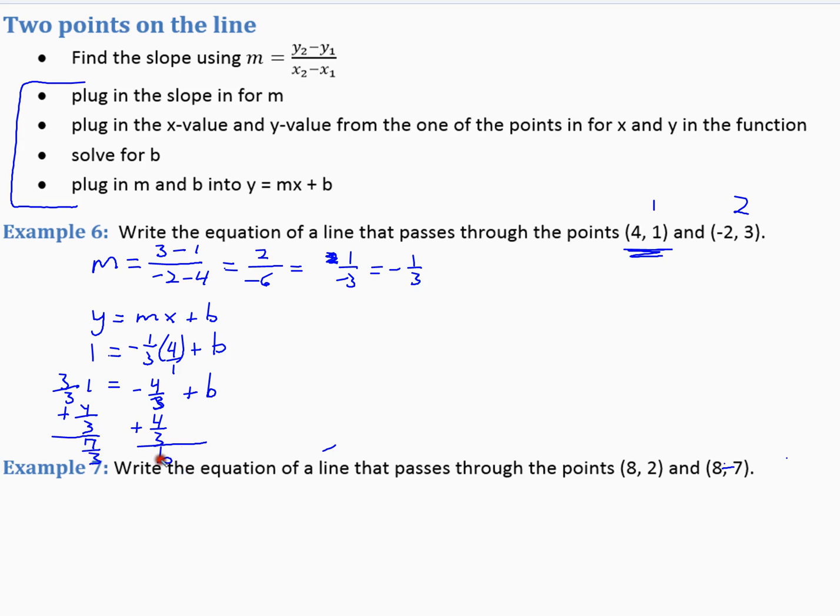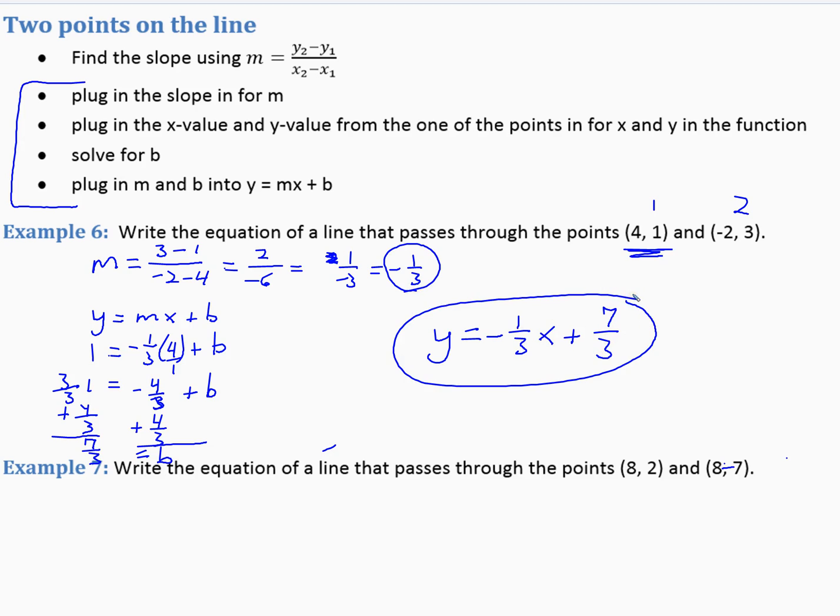And so b is equal to 7/3, and then we can come back to our original y equals our slope, which we found to start with, plus our y-intercept, which is 7/3. And that's the equation of the line. Let's go with our next one here.